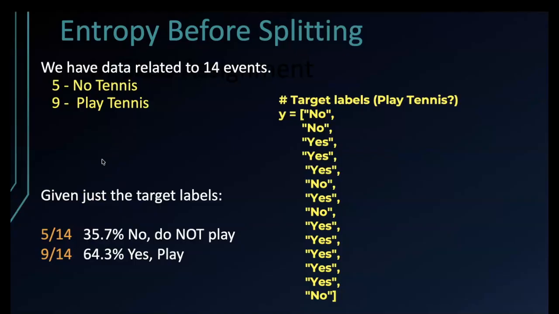So in this case, without even looking at the features, if you just look at the number of times you've got yeses or nos for playing tennis, this individual really likes to play tennis more often than not. 5 of the 14 samples, 35.7% of the time, you're not choosing to play tennis, and 9 of the 14 times you are choosing to play tennis. So that's our initial how split up is the data.